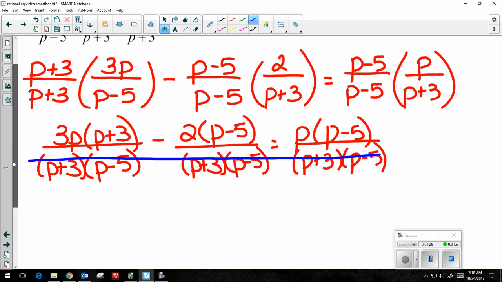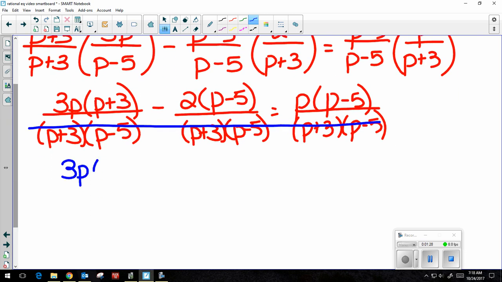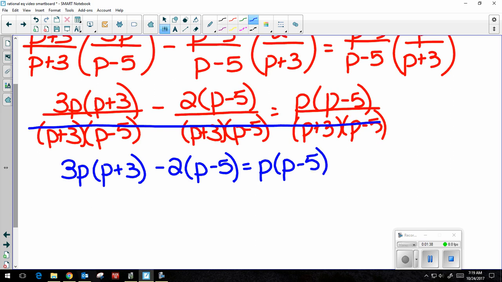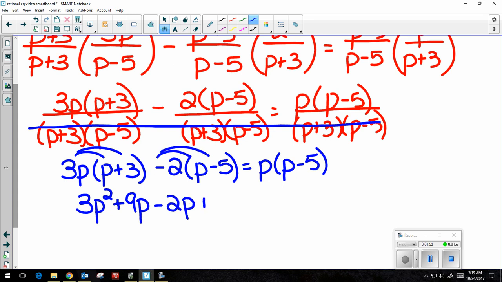So when I do that, I'm left with 3p times p plus 3, minus 2 times p minus 5, equals p times p minus 5. So now from here, I'm going to distribute. When I distribute, I get 3p squared plus 9p minus 2p plus 10 is equal to p squared minus 5p.